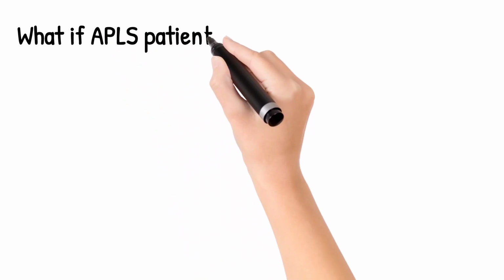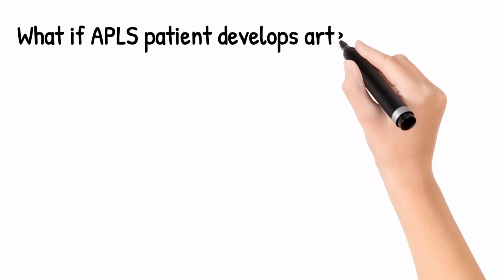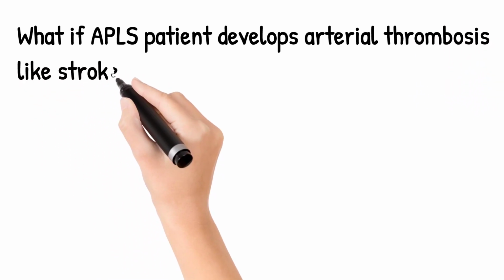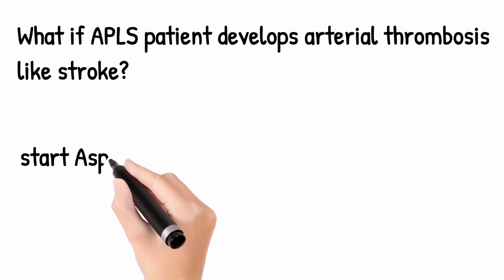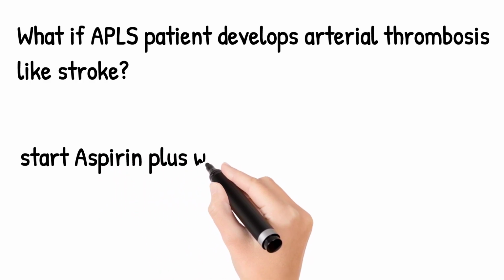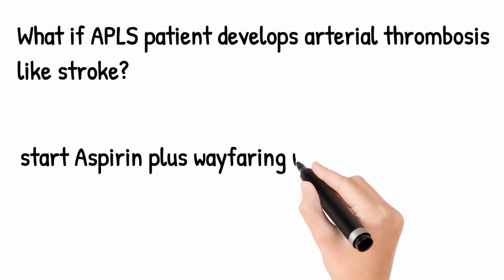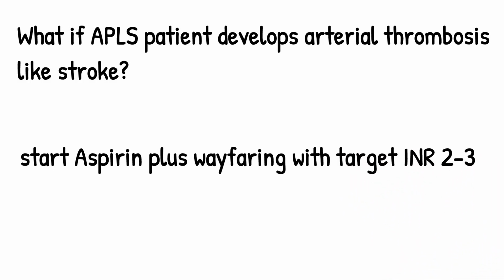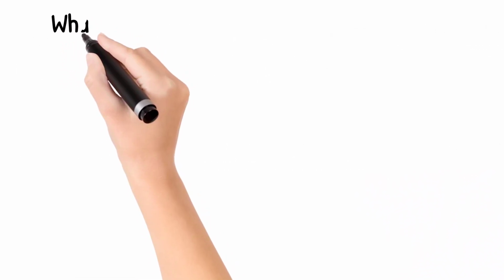What if an APLS patient develops arterial thrombus for the first time, like stroke? Start aspirin and warfarin both, with a target INR of 2 to 3.